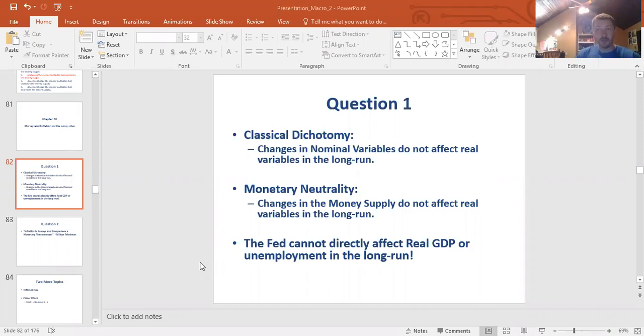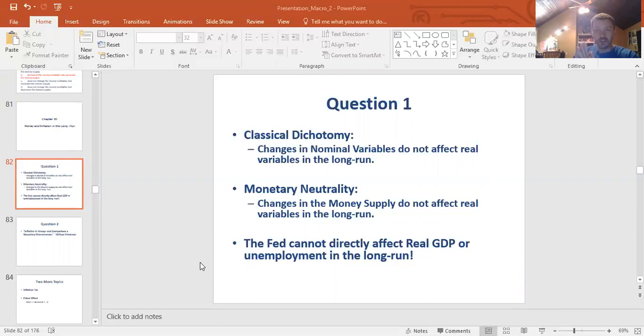Last time we talked about the money supply, we talked about how the Fed controls the money supply. We talked about the money creation process, all that stuff. We just talked about it, though, from a mechanical perspective. But now in this chapter, we're talking about how it really affects the economy. So now we're getting into the real meat and potatoes. So anyway, question one, how does growth in the money supply affect real GDP and unemployment in the long run?